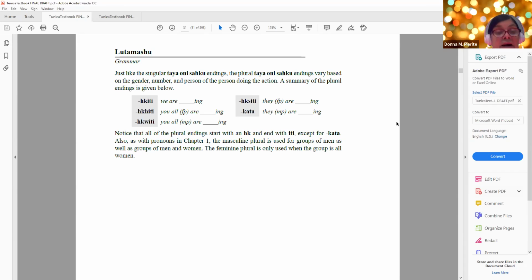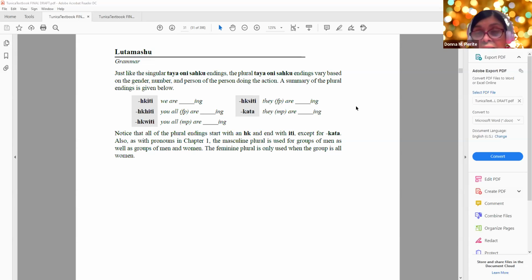Now, you all, masculine plural, are laughing. We change one letter to make it masculine plural. What letter do you see there that we change from the feminine? Somebody's pointing it out. Yes, the W. Erukwiti. So that is you all, masculine plural, are laughing.